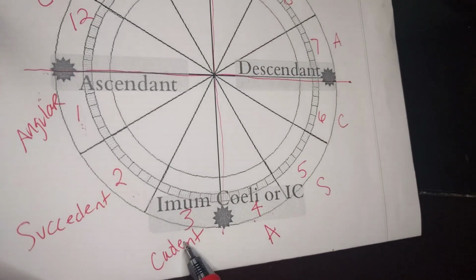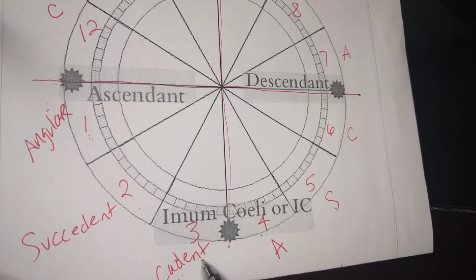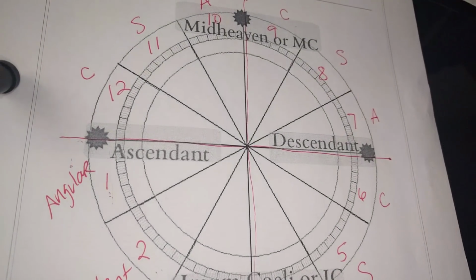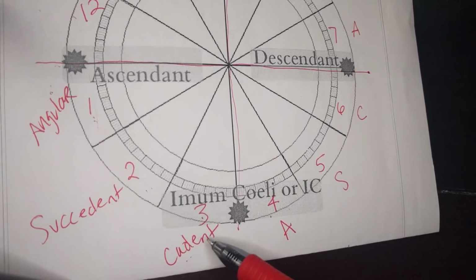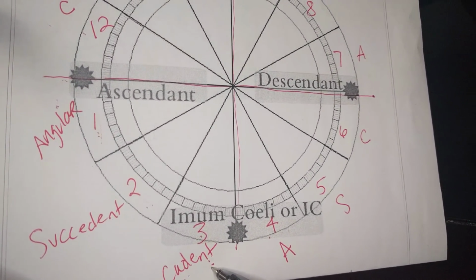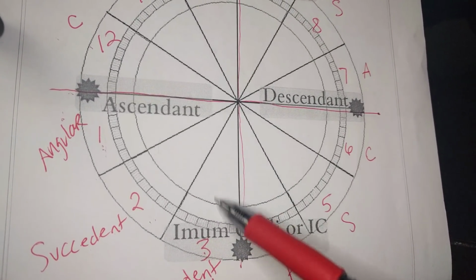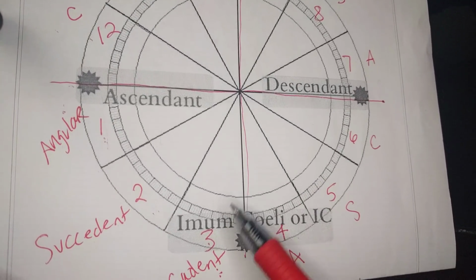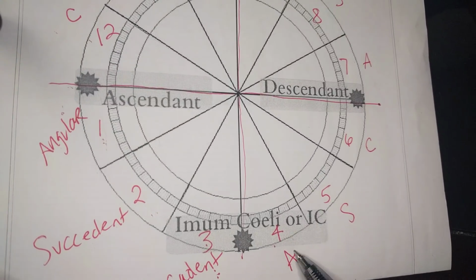And then the 3rd type of house is called a cadent. Cadent house, which is the 3rd, 6th, 9th, and 12th houses. The cadent house is where things become more flexible, where they need to be able to be transformed, or there's more movement here. And that's because it prepares for the next beginning of the angular house.